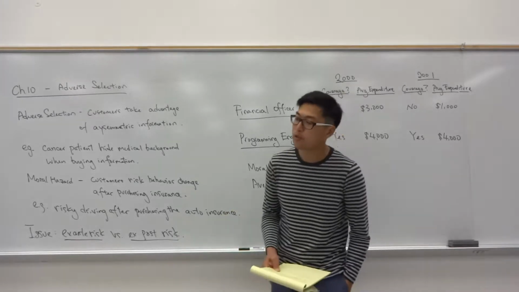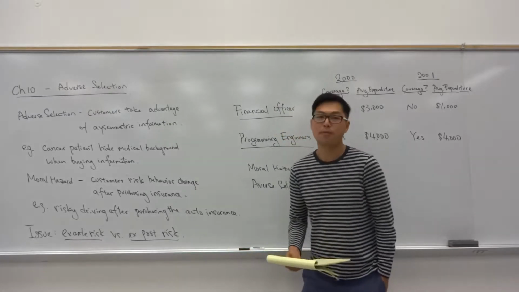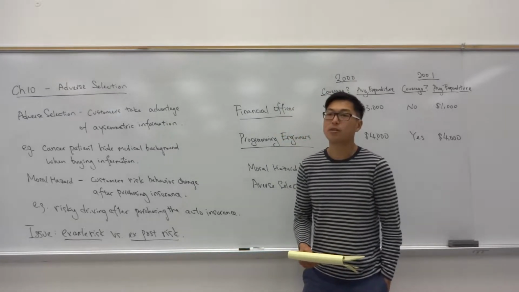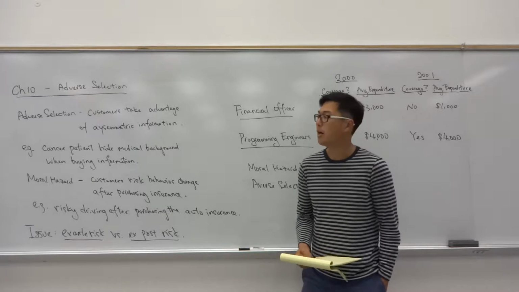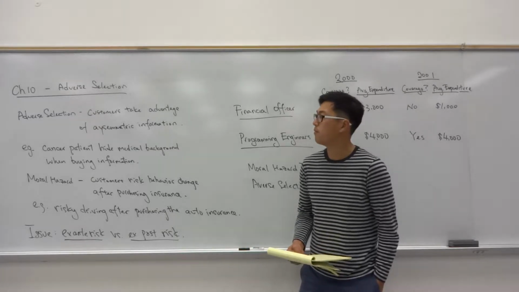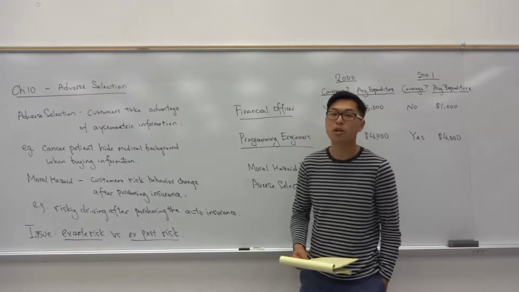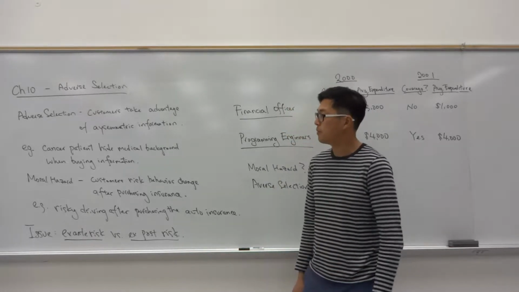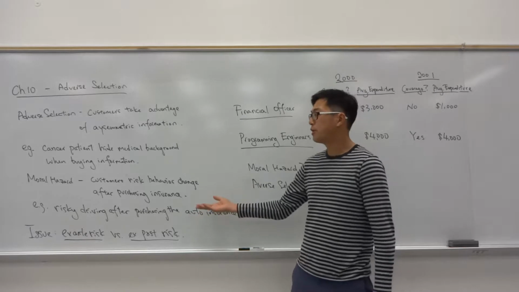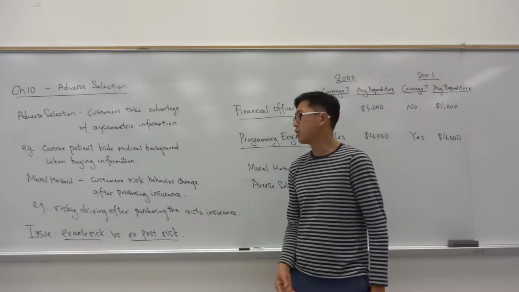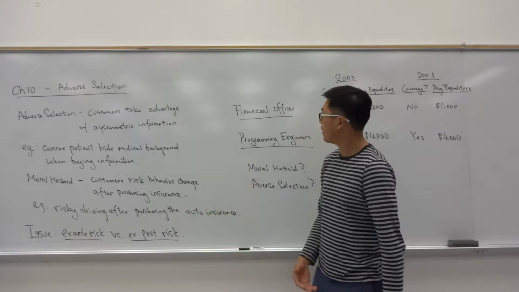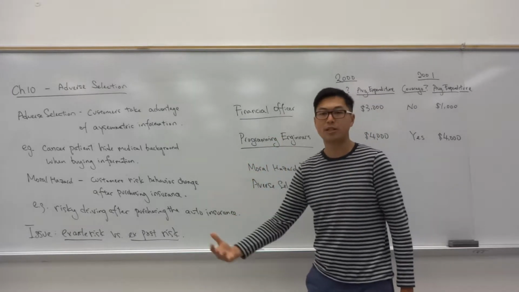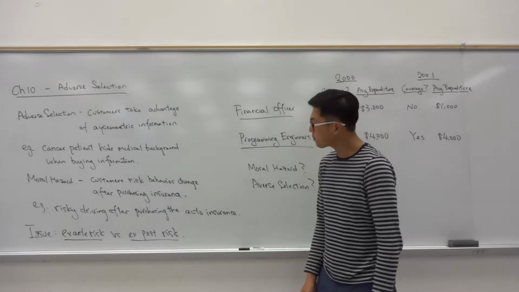In the PowerPoint, you have already studied the chapters giving you some examples that illustrate the problem of adverse selection. Here we are going to talk about the difference between adverse selection and moral hazard, which we will learn in the next chapter, and mainly use one example to illustrate the problems of the two.